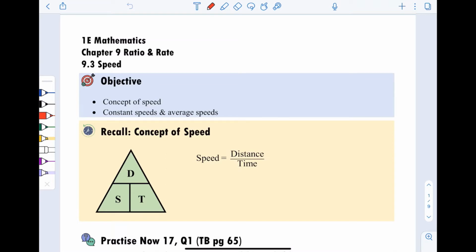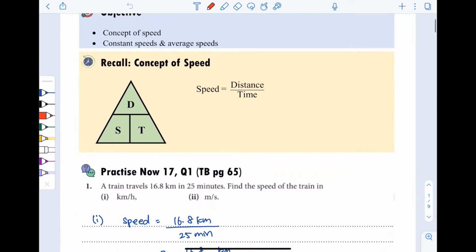The objective of today's lesson is to recall the concept of speed, which we are familiar with since our primary school time, as well as constant speeds and average speeds concept. Let us first recall the concept of speed. I hope that you find this triangle here familiar.